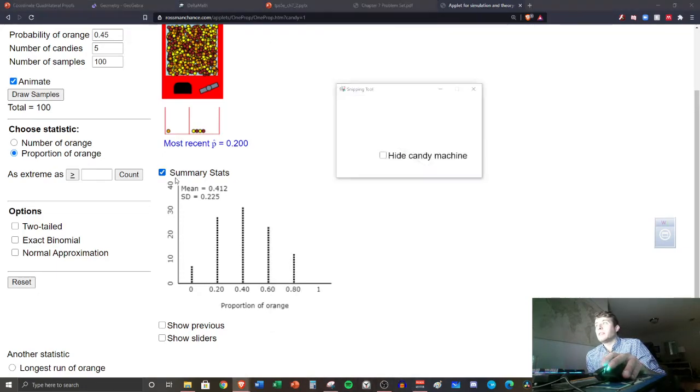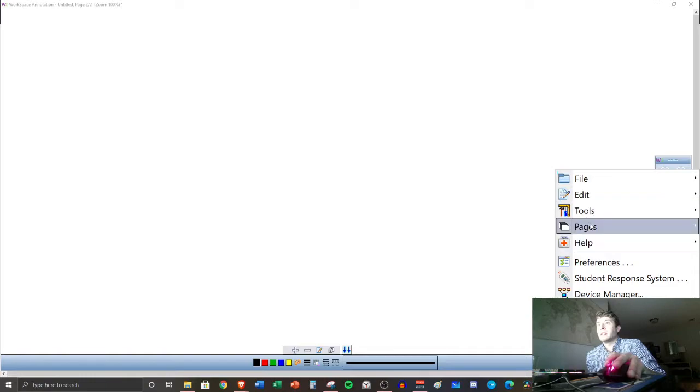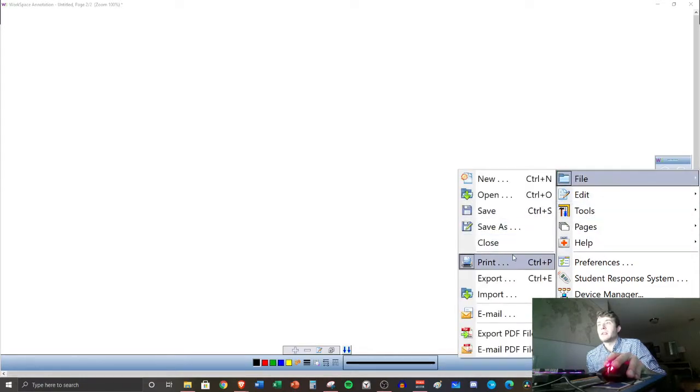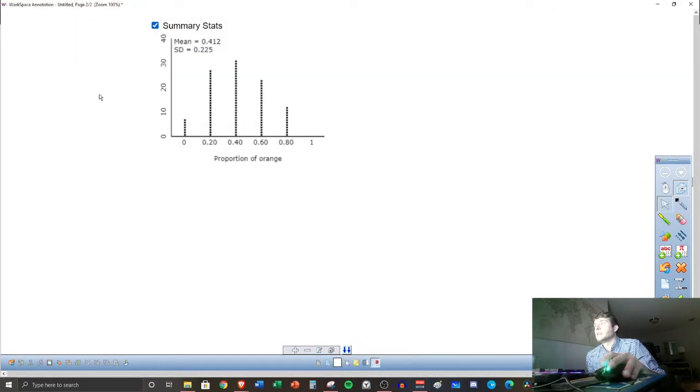So I'm actually going to save this for a comparison. And I'm going to add a new page here, and we're going to paste this in here. And we're going to do a comparison, sort of like what we did with the other. So that's going to stay there. So this is n equals 5, 100 samples.